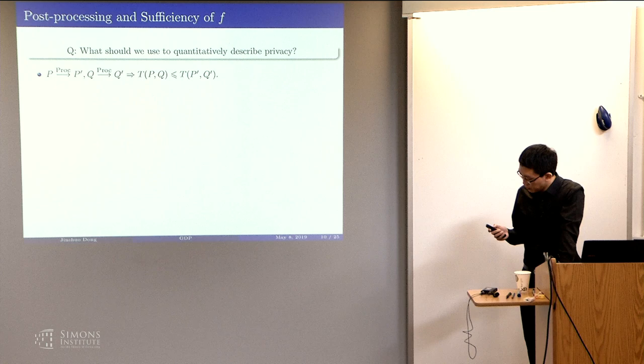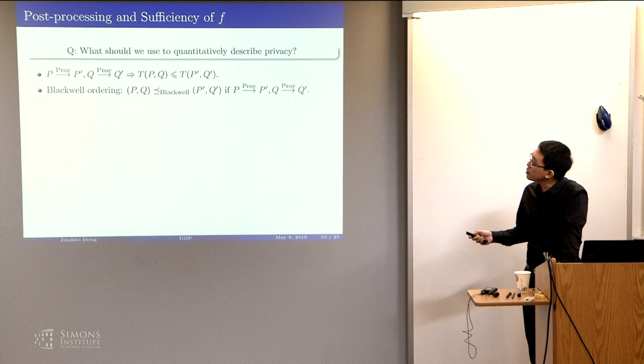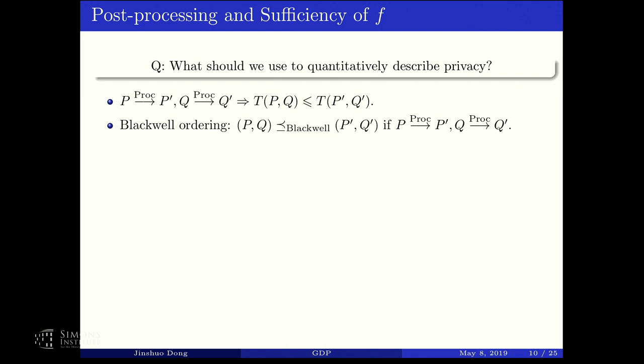Okay, so to answer this question, let me tell the story in a slightly different way. I'll say that the pair P, Q is easier to distinguish than P prime, Q prime in the Blackwell sense if there's a post-processing such that P turns to P prime and Q to Q prime. I didn't coin this term. It already exists for more than 60 years, and it's highly related to this campus.